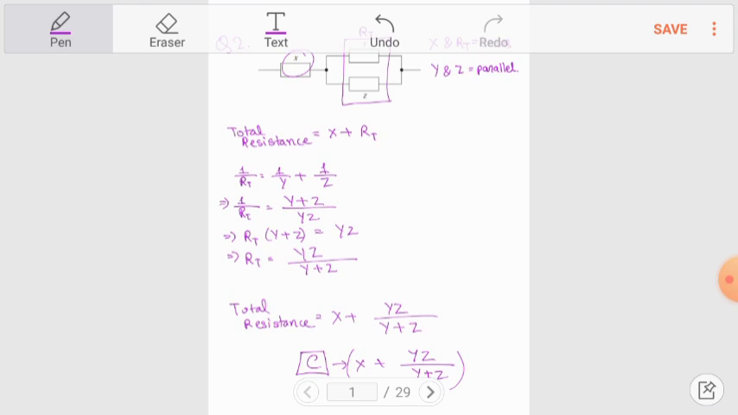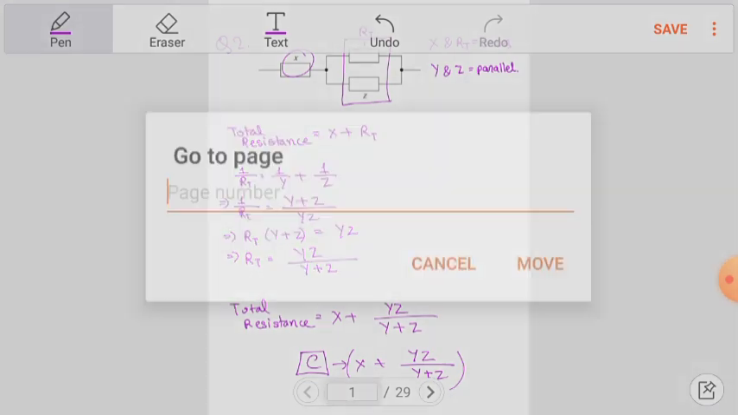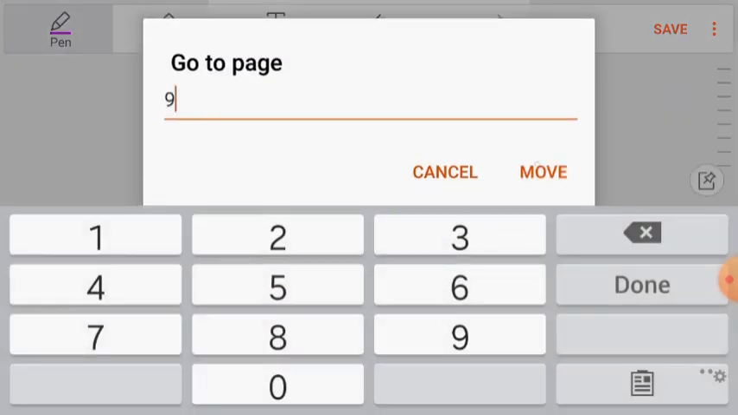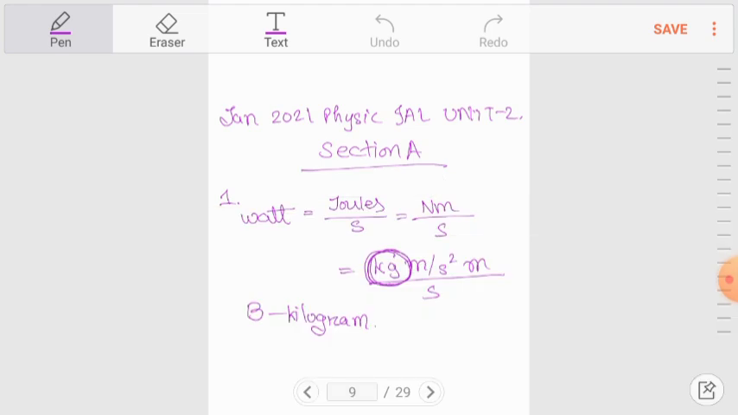I'm moving to question number 3. Question number 3 doesn't have any drawing, so let me move to my blank pages.